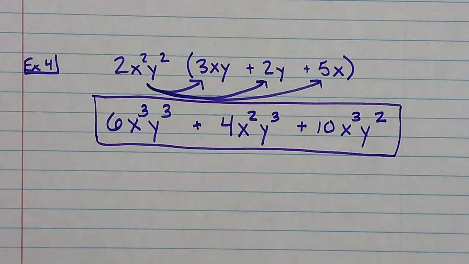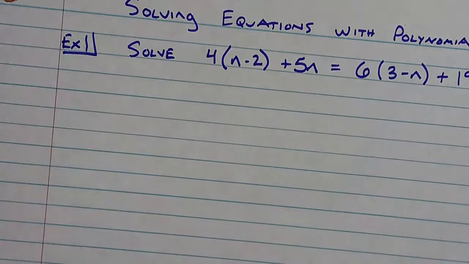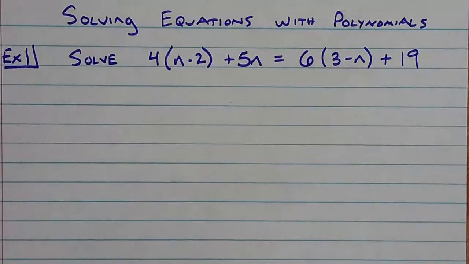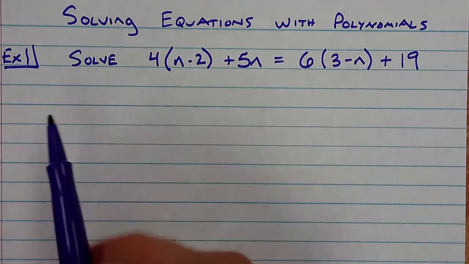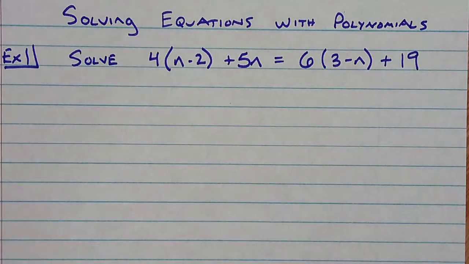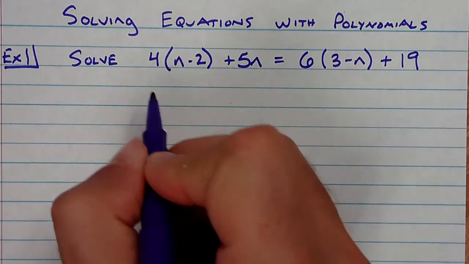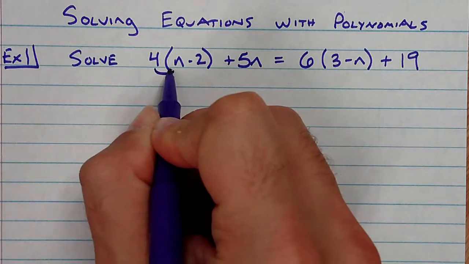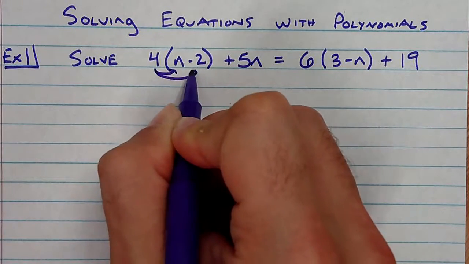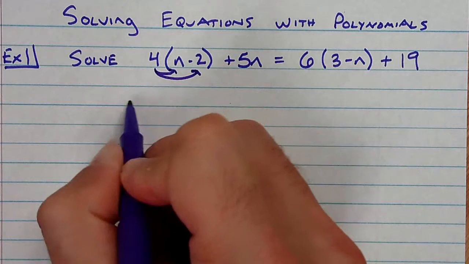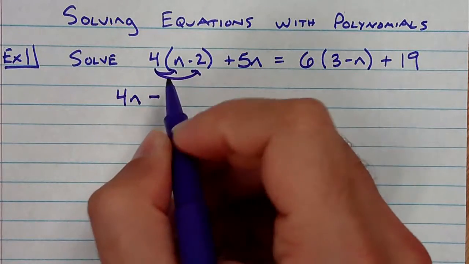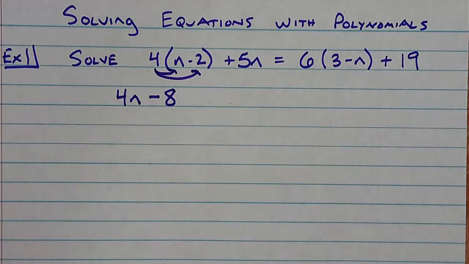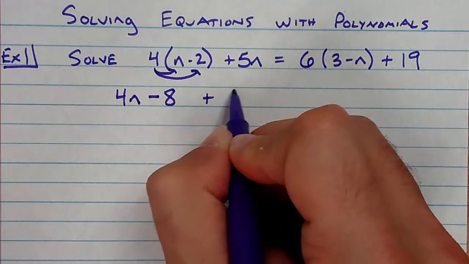All right, we're going to look at one last piece. We're going to solve some equations involving this multiplication. Solving equations with polynomials. So it says solve, which means we're going to find the value of n that works. First thing I have to do is distribute 4 times n and 4 times 2. So 4 times n gives me my 4n minus 4 times 2, 8. Bring down the plus 5n.